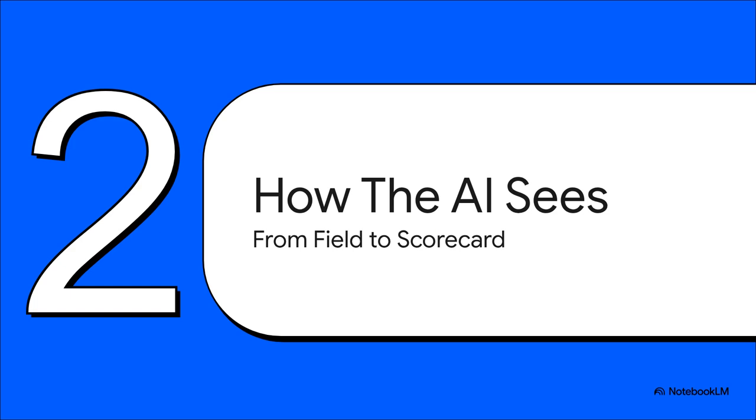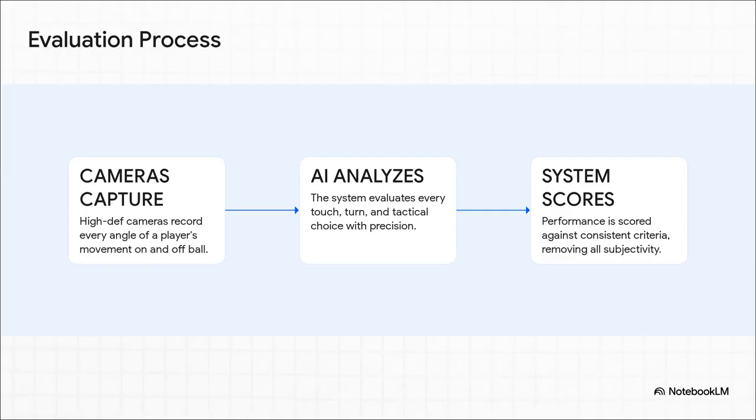All right, so how does this thing actually work? I know, it might sound like something out of science fiction, but the process is surprisingly straightforward. It's all about turning that action on the field into a clear, usable scorecard for you. Okay, it really comes down to 3 key steps. First up, multiple high-def cameras are set up to capture everything, and I mean everything. We're not just talking about the highlight reel plays, but all that crucial off-the-ball movement too.